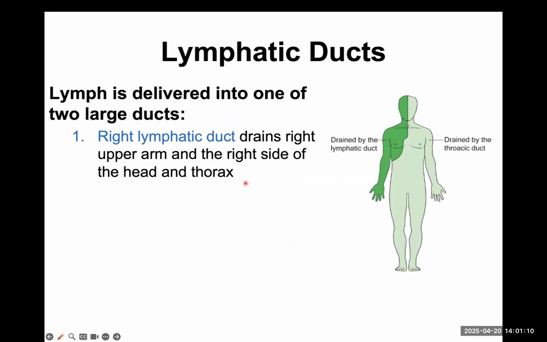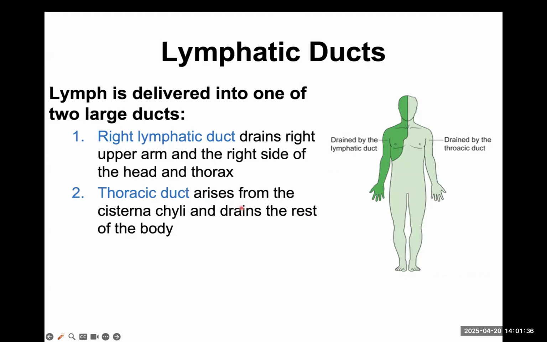So because both of these have to drain two large portions of your body. For example, the right lymphatic duct is going to drain the green area in this picture. I don't know why it's asymmetrical, but it is. So the right side of your head, neck, upper torso, and right arm drains into your right lymphatic duct. And then it goes into your right subclavian, then dumps into the superior vena cava. Then the thoracic duct that arises from the cisterna chyli drains the rest of the body.